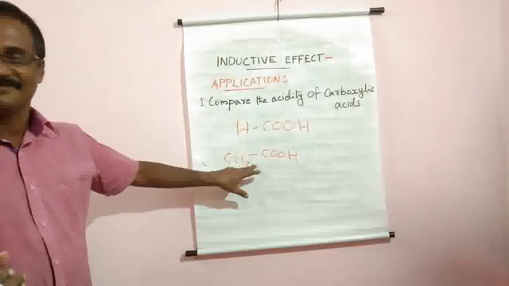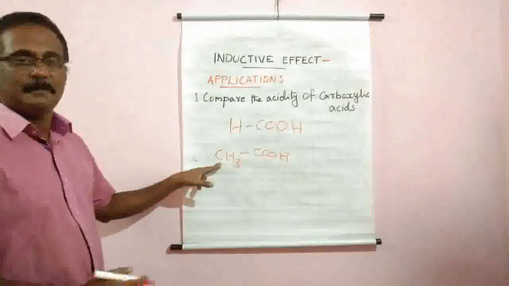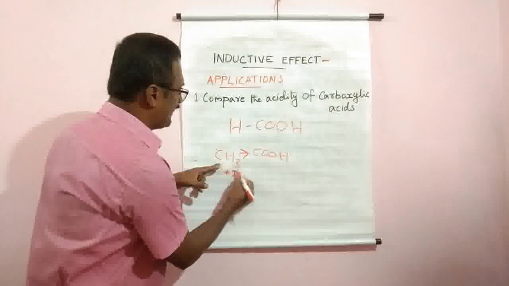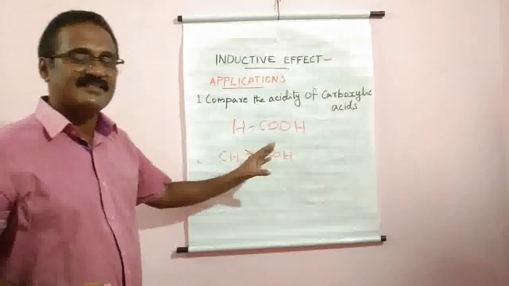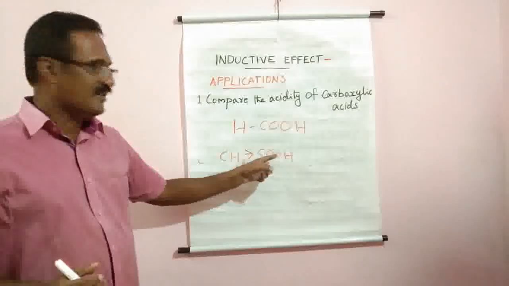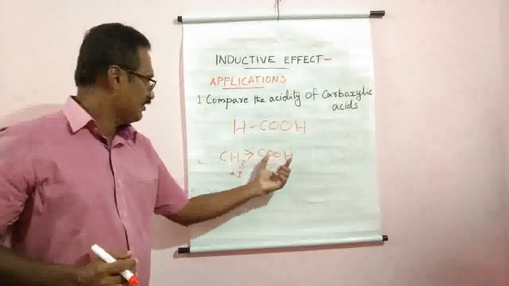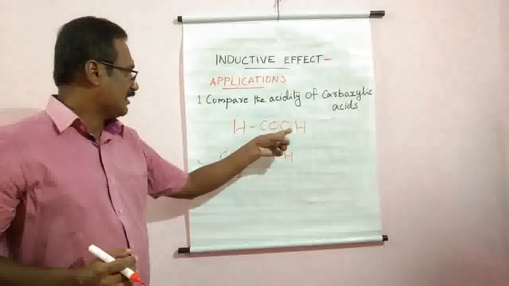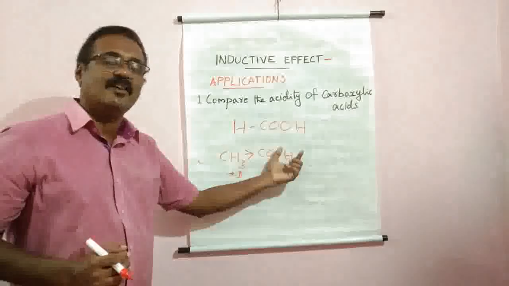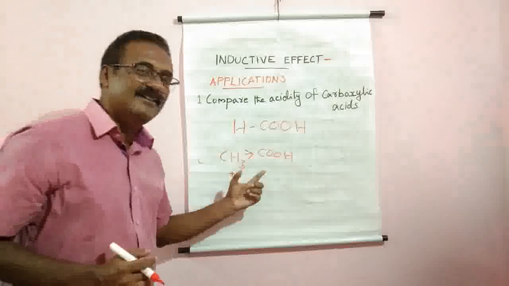Coming to acetic acid, the hydrogen atom of formic acid is replaced by a methyl group. It is having plus I effect. Methyl group is having plus I effect. Donate the electron density. Okay? So what happens? Donate the electron density, so the OH bond becomes much stronger. So, compared to formic acid, the removal of H plus is difficult. Okay? Therefore, formic acid is more acidic than acetic acid.